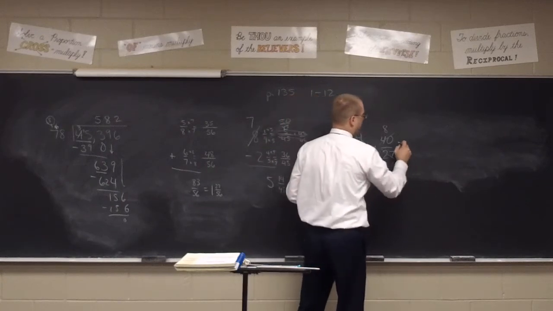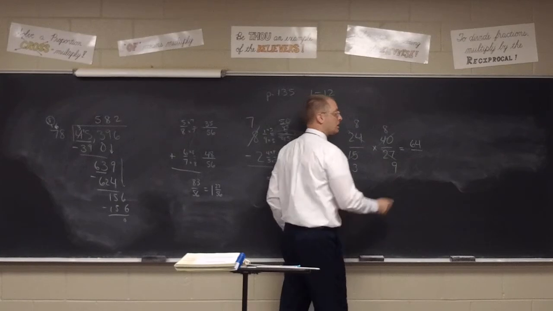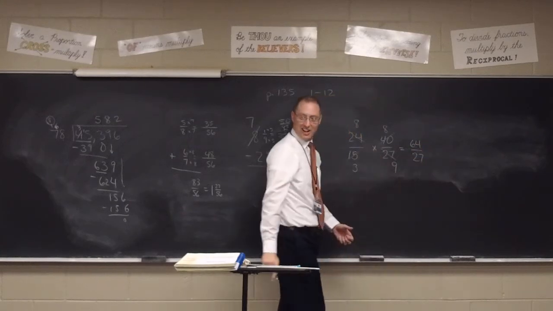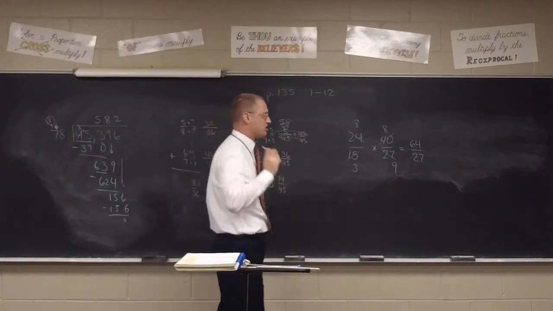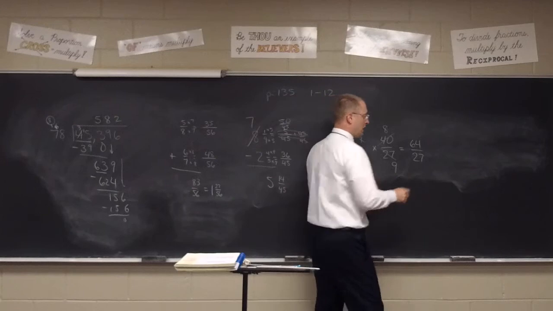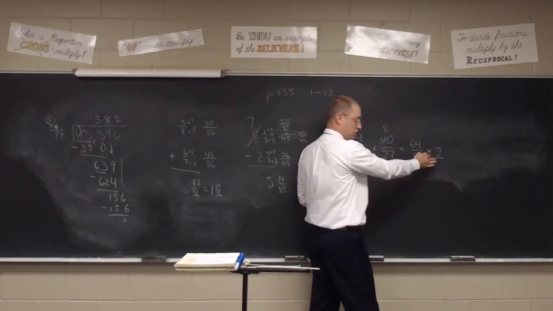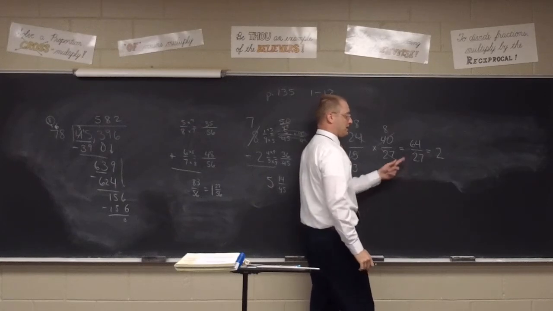So I just have to multiply across to get 64/27. 64/27 is correct. But we don't want to leave it like this. How many 27s can fit into 64? Two, because 2 times 27 is 54. So I'll take out 54, which is 2 whole 27s, to leave me with how many leftover 27s?